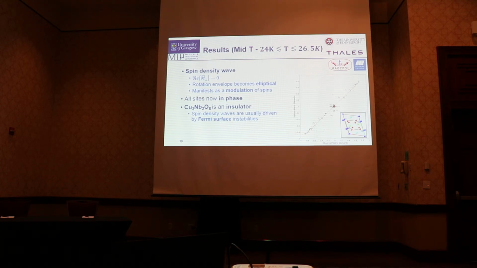spin density wave. But the issue that this throws up is that copper niobium oxide is an insulator, and for a spin density wave, usually you need a nesting vector on a Fermi surface and things like that, which you don't have because it's an insulator. So it raises an interesting question: something must be going on here that we don't fully understand.